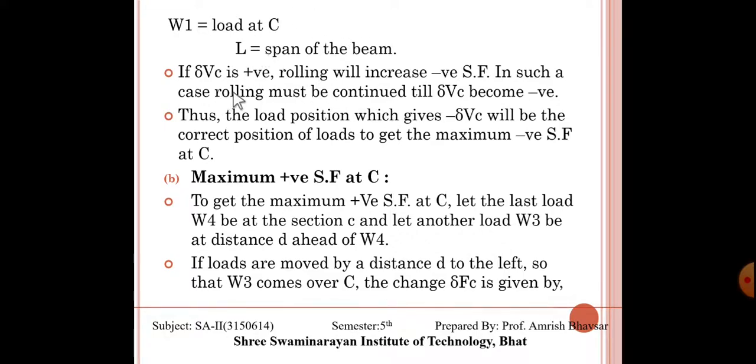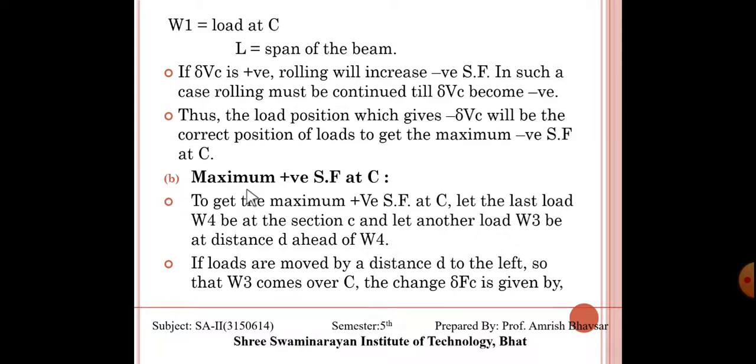If delta Vc is positive, the rolling will be increasing the negative shear force. In such a case, the rolling must continue till delta Vc becomes negative. Thus, the load position which gives a negative delta Vc will be the correct position of the load to get the maximum negative shear force at C.